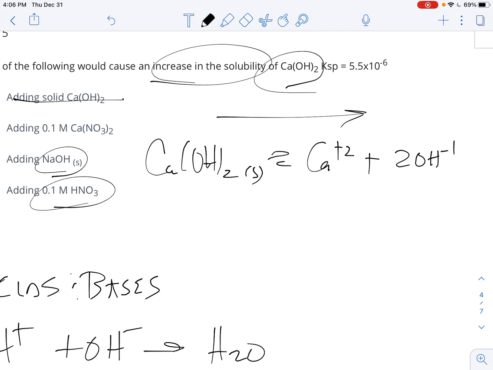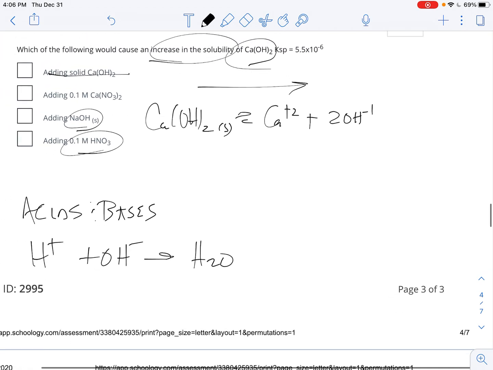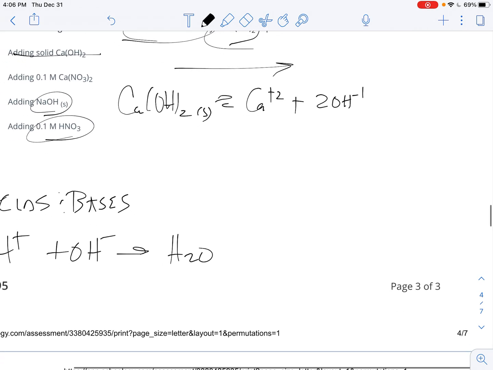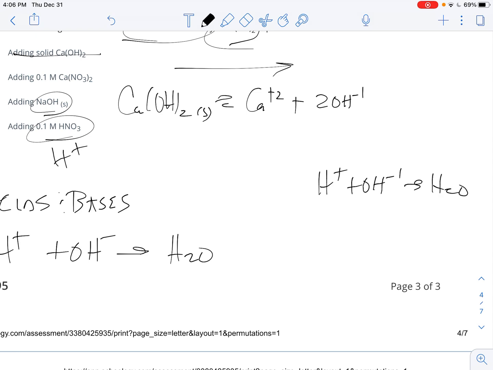And then our last one, and this is the trick of these questions, is you look at this and you say HNO3. Well, that doesn't have anything to do with any of these. But it does because of our discussion of acids and bases. So HNO3 is going to make the H positive go up. And remember, the H positive always reacts with the OH negative completely to make H2O.